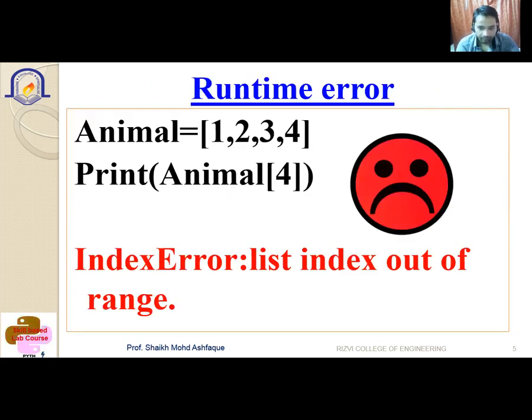Next is your runtime error. Suppose one list is defined as animal, open and close square brackets. Inside that you have written 1, 2, 3, 4 separated by commas. So at the 0th place it is 1, at 1 place it is 2, at 2 place it is 3, at 3 place it is 4. But if you want to access the 4th place, then what happens? This is 0, 1, 2, and 3. So if you are printing animal of 4, at that time what happens? It tries to access a location which is not available. So you get list index out of range. We are trying to access the animal at the 4th position which is not available.